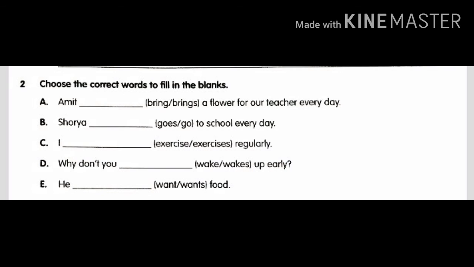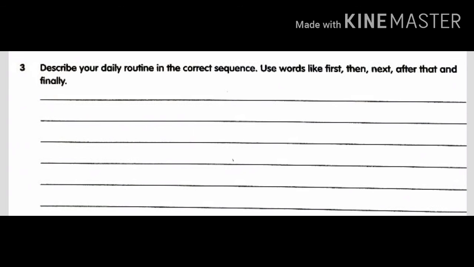Now observe the third question. Describe your daily routine in the correct sequence. Use words like first, then, next, after that and finally. Children, these are the time words. So we use these time order words only while explaining the order. So give them in order in a sequence. Okay.